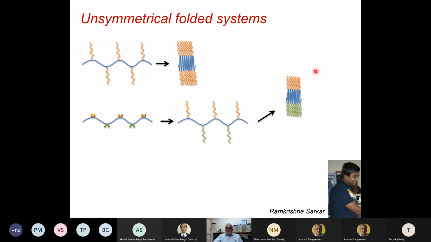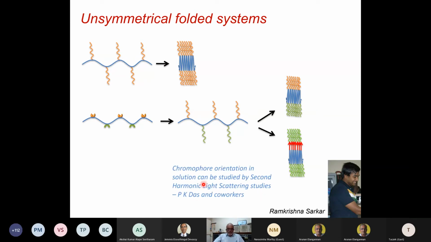But now you have developed an asymmetrical system, where you have one functional entity on the top and another one on the bottom. And now what he's gone on to do, which we are now working on, is that he's put a chromophore on one end with a hydrophilic segment, but only a hydrophilic segment on the other. So if it folds, it causes all the chromophores to orient in the same direction in solution. Okay, and so we are now examining this property using second harmonic light scattering in collaboration with P.K. Das and his group, to find out if we can probe the way the polymer folds if you have chromophores that begin to orient in the same direction as the folding happens.